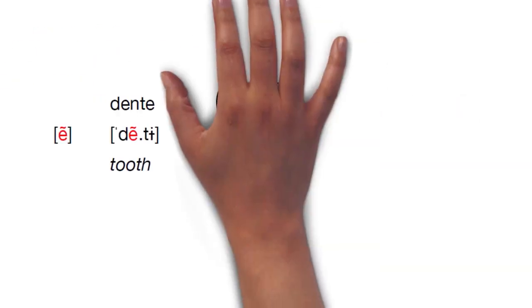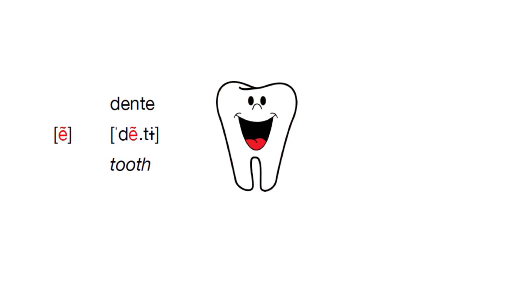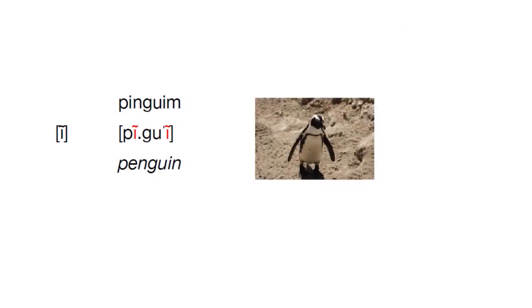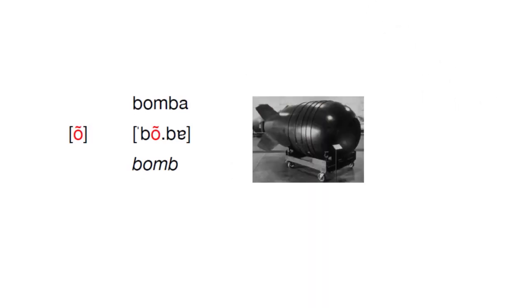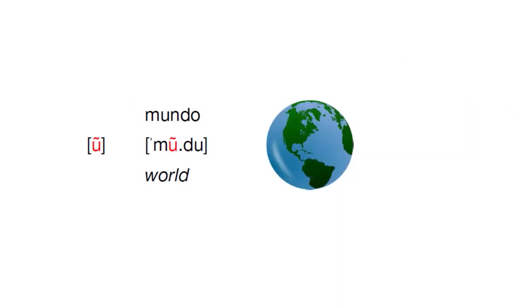Next comes e, which has the tongue position of e. This shows up in words like dente. Then there's in, which has the tongue position of in. This shows up in words like pinguim. Then we have on, which has the tongue position and rounded lips of o. On. You'll see this in words like bomba. And last we have which has the tongue position and rounded lips of u.